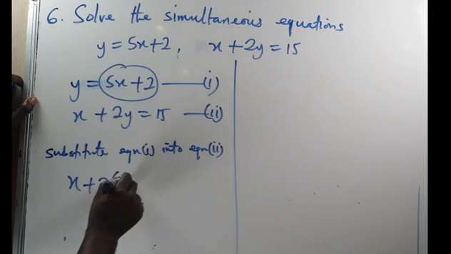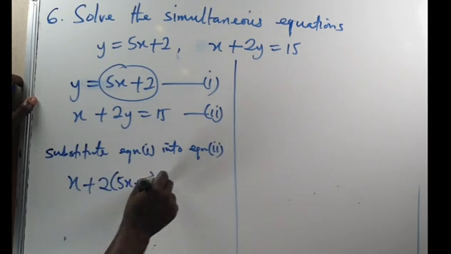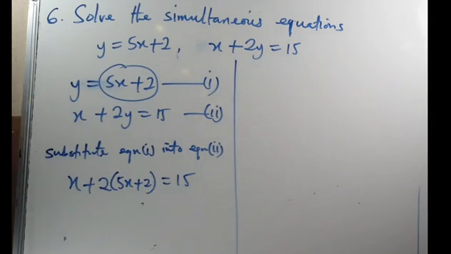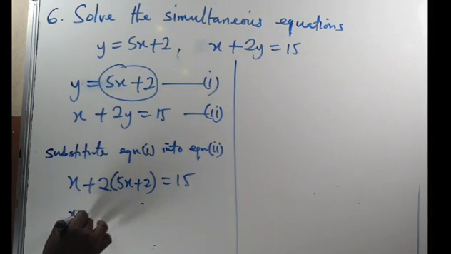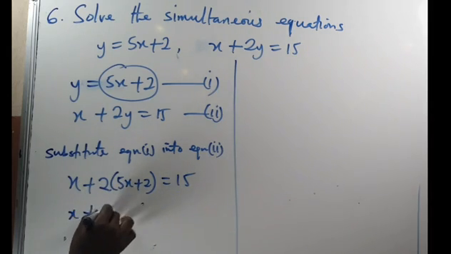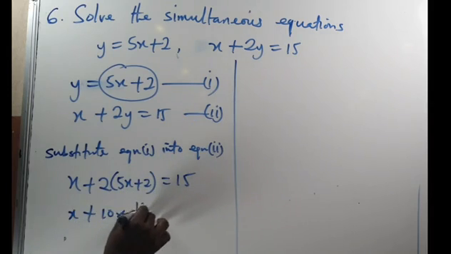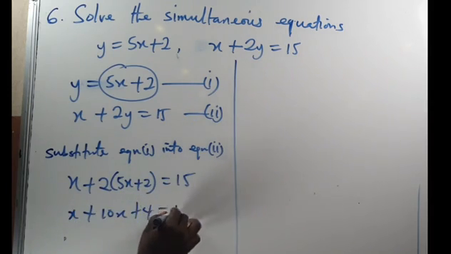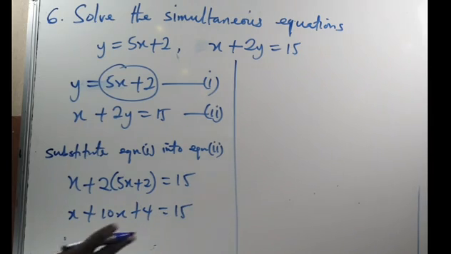Y there, we do not write y, we then write 5x plus 2. That has replaced the value of y, equals to what? 15. Then we open the bracket, then simplify. That is 10x plus 4 equals 15.